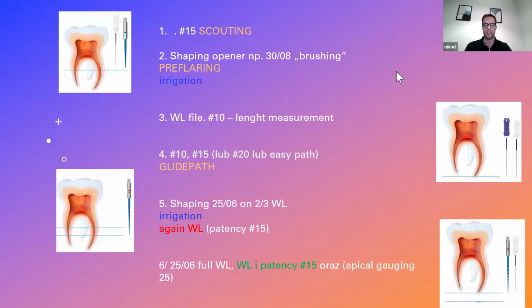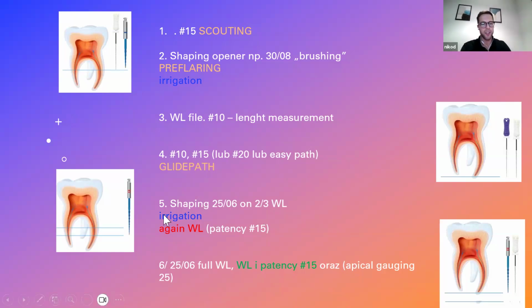Yeah, and this is my protocol for shaping. At the beginning I do scouting using manual files. Then I do preflaring using an opener. Then I measure my full length with number 10. I'm mostly using C-Pilot. Then I make a good glide path, and then shaping, but only two thirds of the length.